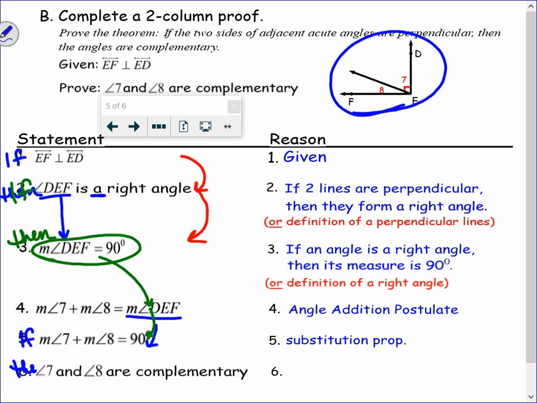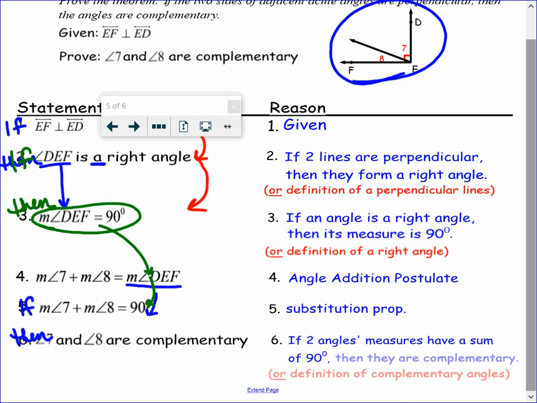Same thing, but in a different way. I'm going to try my if-then trick. So if 2 angle measures have a sum of 90 degrees, then they are complementary, otherwise known as the definition of complementary angles.